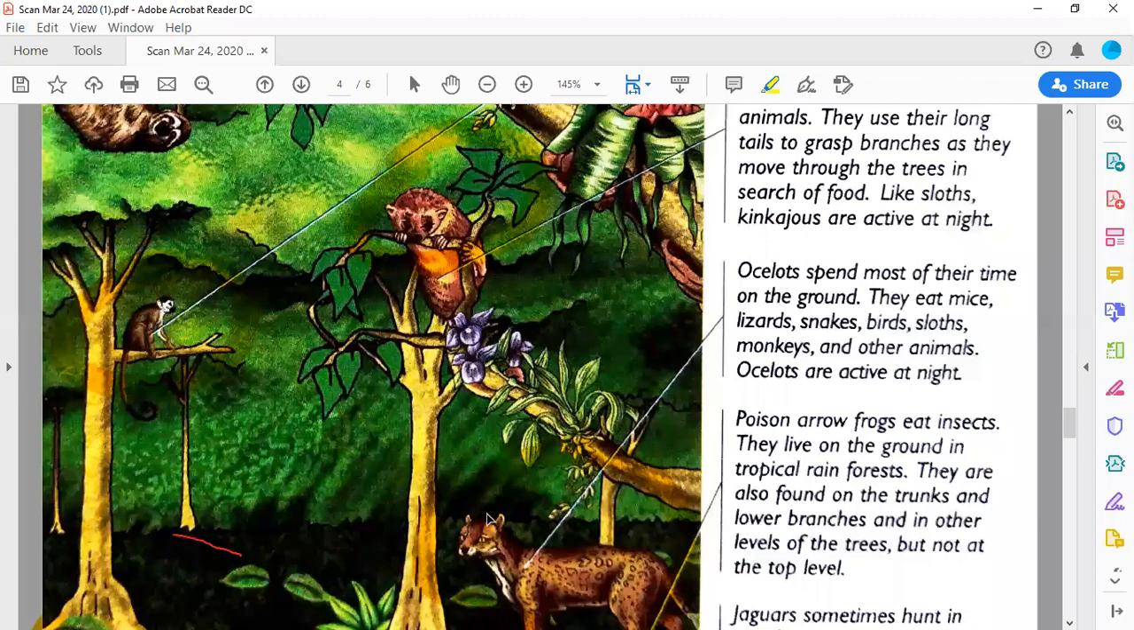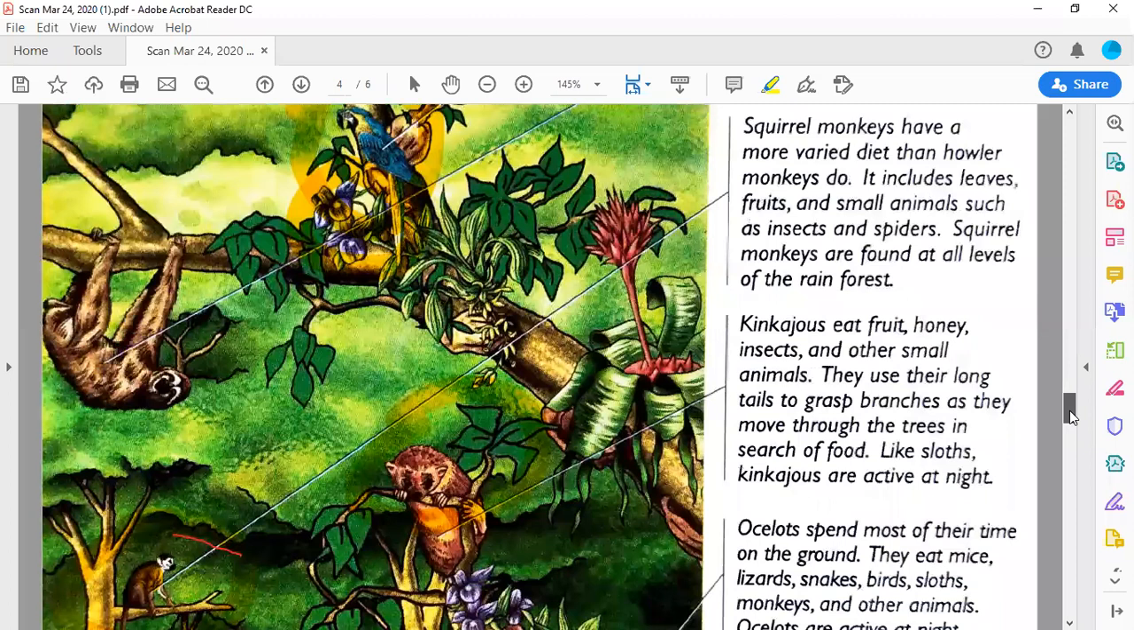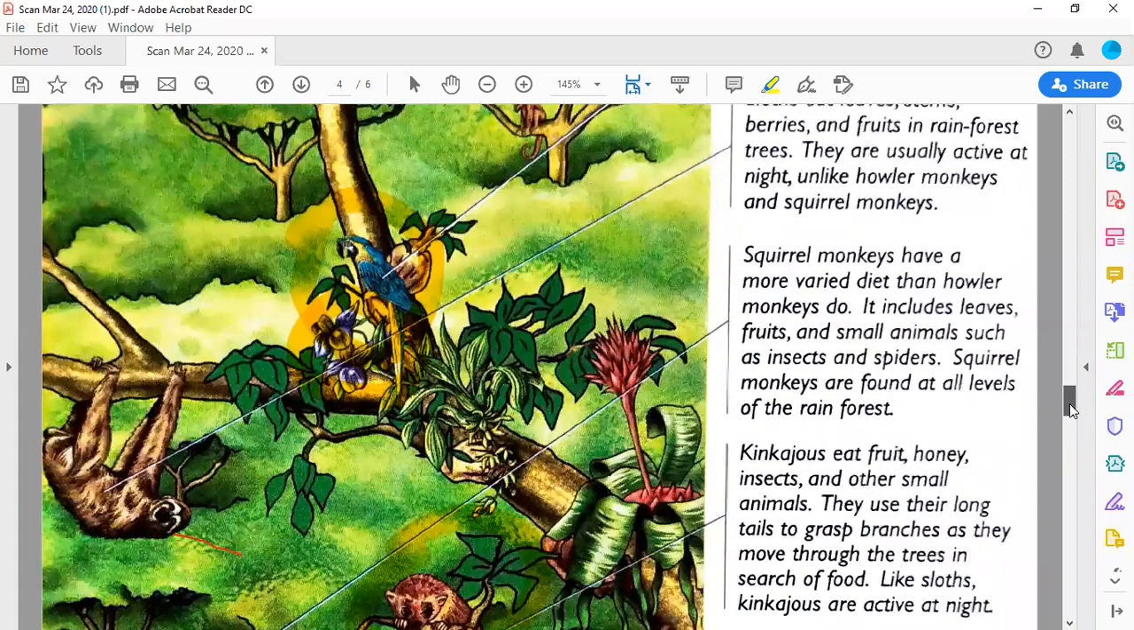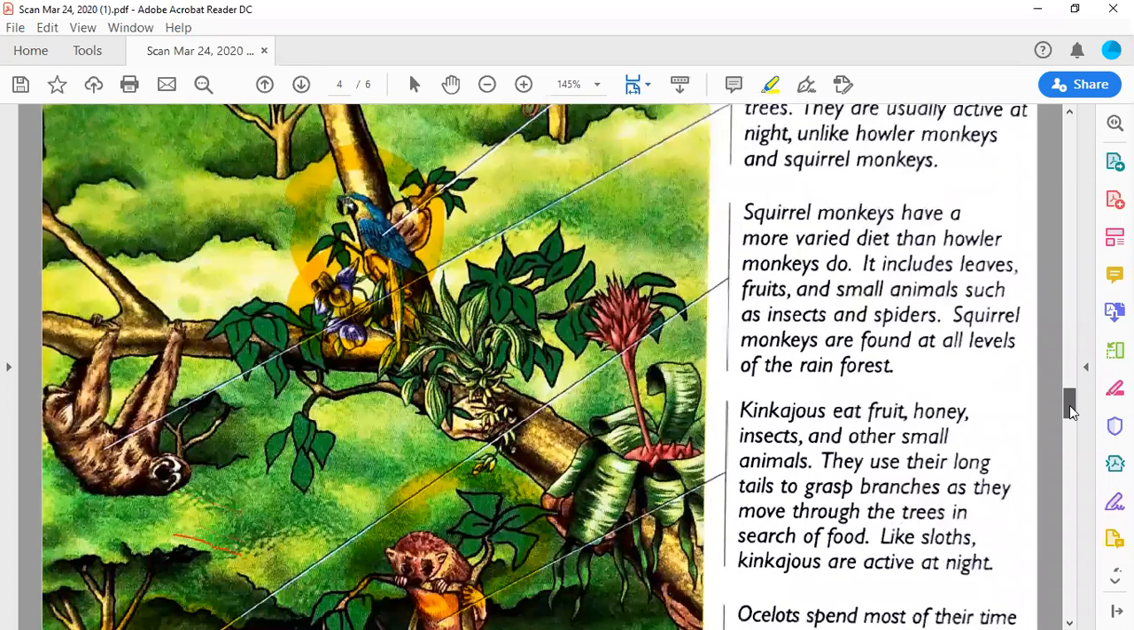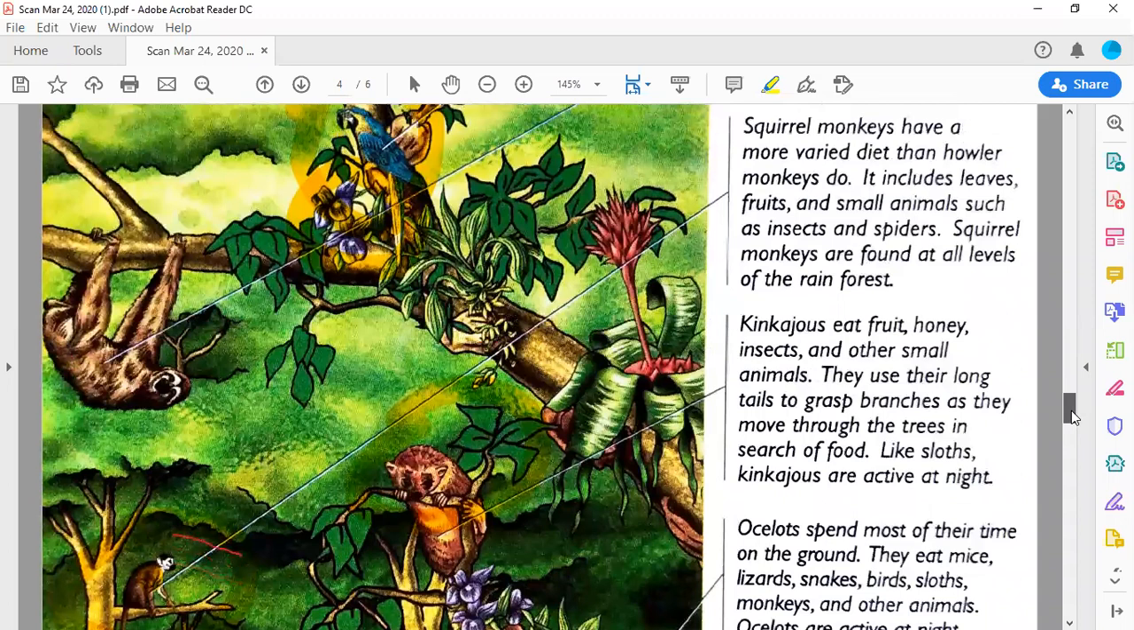Oh my, I didn't know that I could move that. And this is a squirrel monkey, which is different from the howler monkey. Okay, it says squirrel monkeys have a more varied diet than howler monkeys do. It includes leaves, fruits, and small animals such as insects and spiders. Squirrel monkeys are found at all levels of the rainforest.